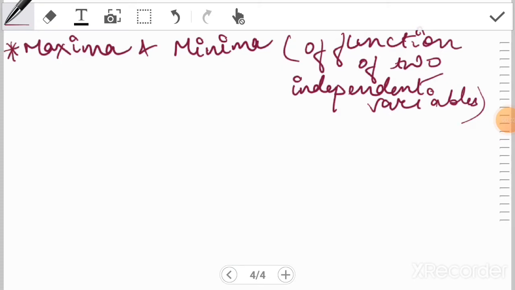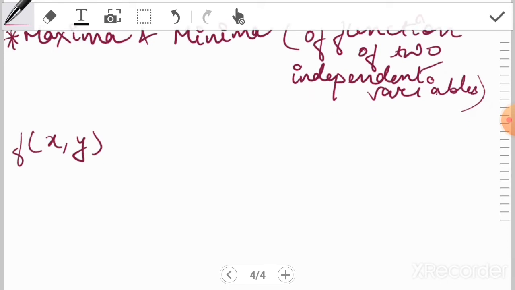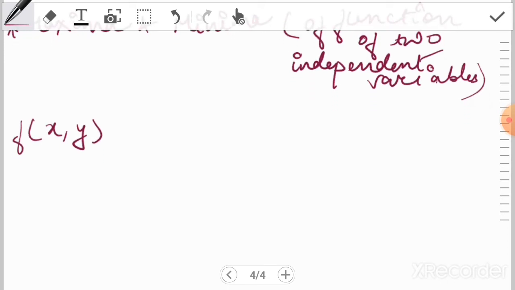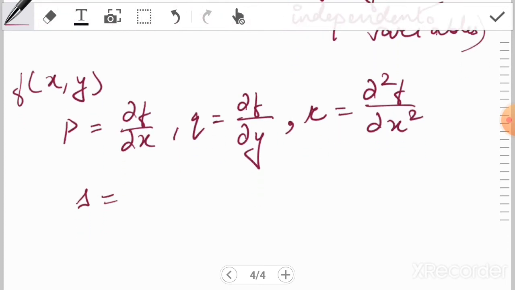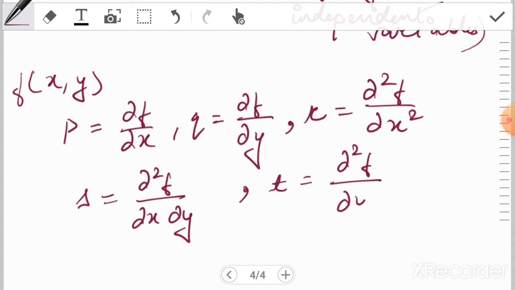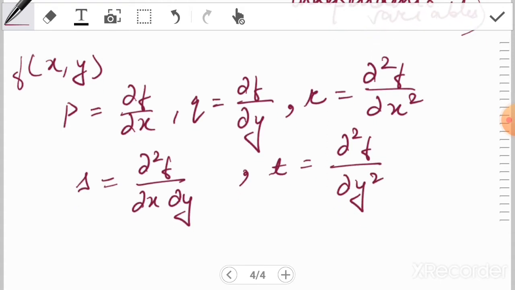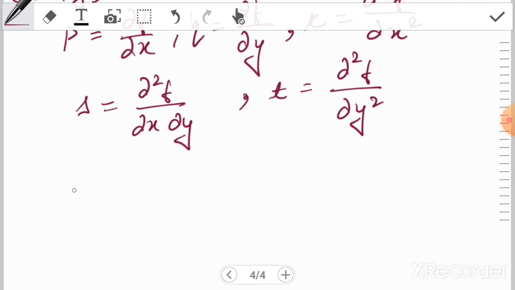Let f(x, y) be any function of two independent variables x and y, and now let us take partial derivatives: p as del f by del x, q as del f by del y, then second order partial derivatives r as del square f by del x square, s as del square f by del x del y, and t as del square f by del y square.